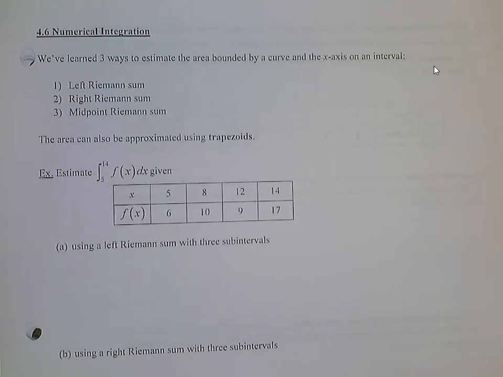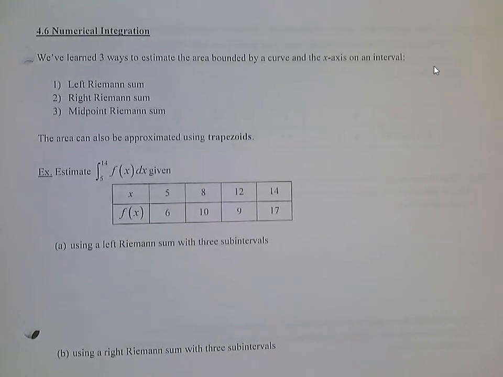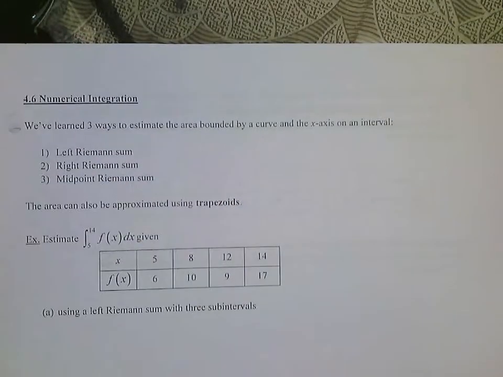Okay, so we've talked about the idea of approximating area under a curve using Riemann sums. And so we have three different ways that we can do that. We've talked about left Riemann sums, right Riemann sums, and midpoint Riemann sums. Another idea that we talked about before but haven't actually put into use is the idea of using trapezoids instead of rectangles like we would in a Riemann sum.